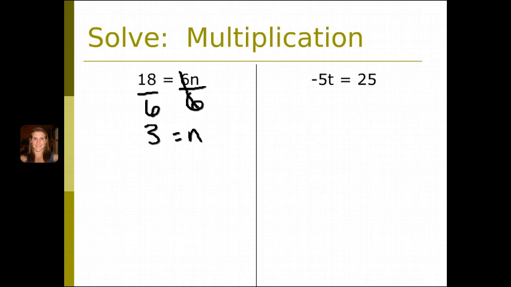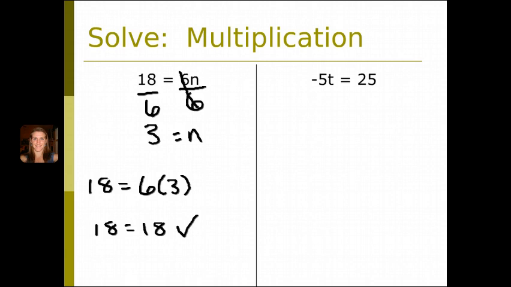And therefore, we need to plug 3 back in the equation to check. So we would say 18 equals 6 times 3. Well, 6 times 3 is 18. Therefore, both sides of our equation have balanced and our work is correct.